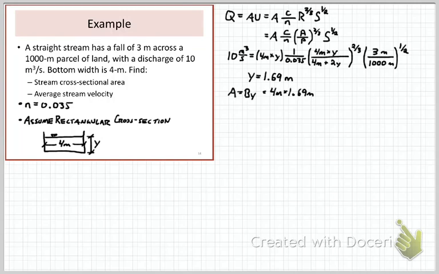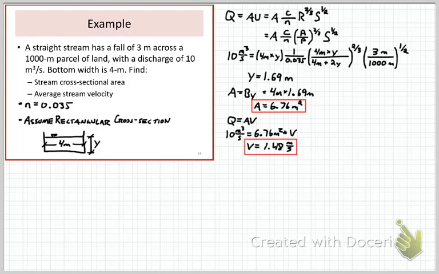Cross-sectional area of the stream is that depth multiplied by the width of 4 meters, or 6.76 square meters. And velocity we can calculate from Q equals A times velocity, and I end up with a velocity of about 1.48 meters per second.